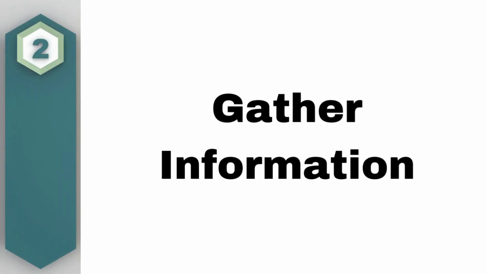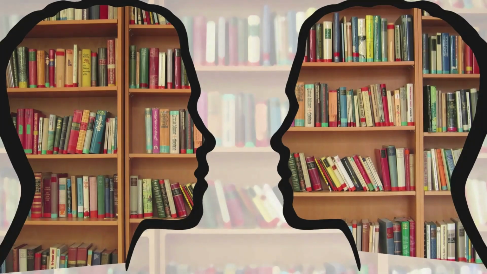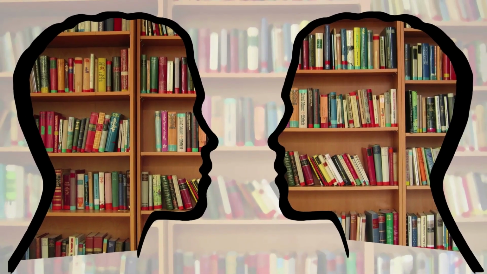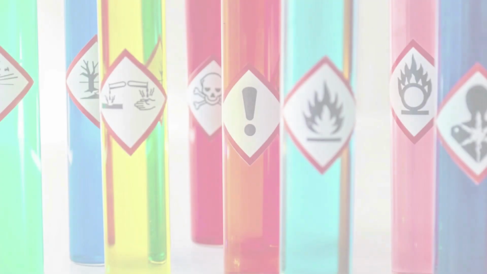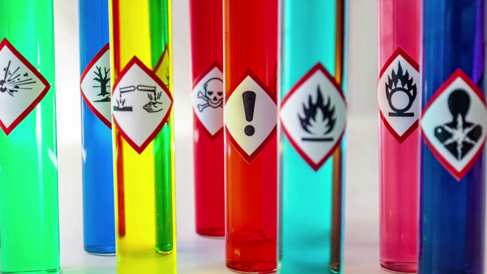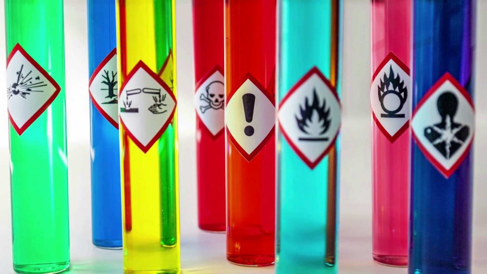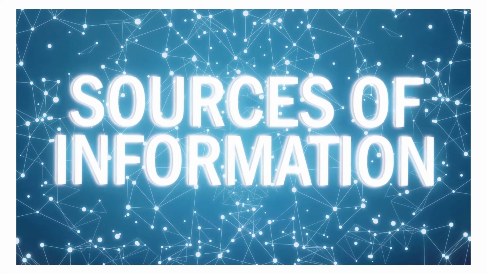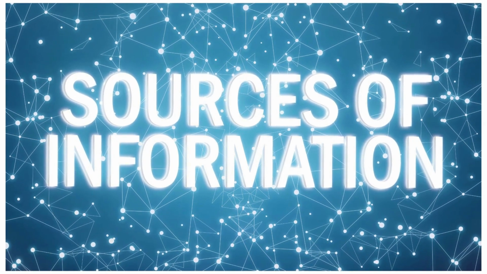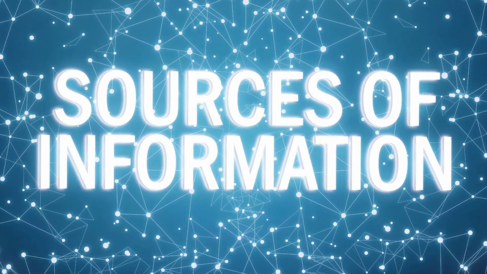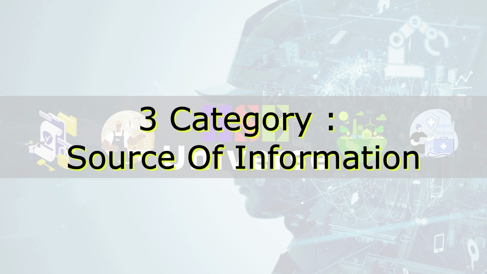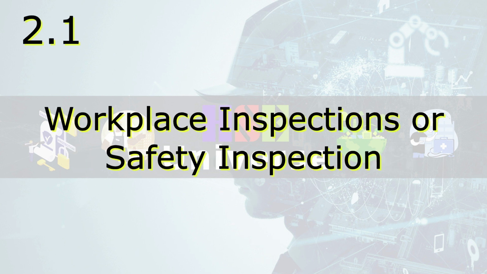Number 2, gather information. The next step is to collect information about the hazards that may be present at the workplace or in the identified activities or processes. You can use various techniques or sources of information to gather the necessary information. I have divided these sources of information into 3 categories for better understanding: workplace inspection or safety inspection or HSE observation tour.